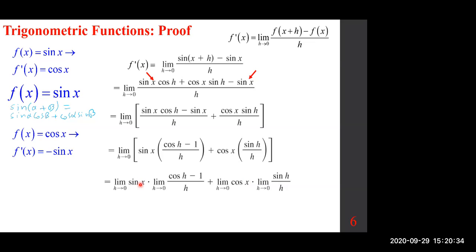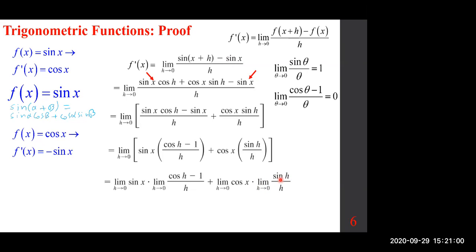Okay, sine x becomes sine x. But what about this one? I hope you remember. It was 0. What about this one? Limit of cosine x as h approaches 0, that's cosine x, because it just pertains to h. And this is 1.